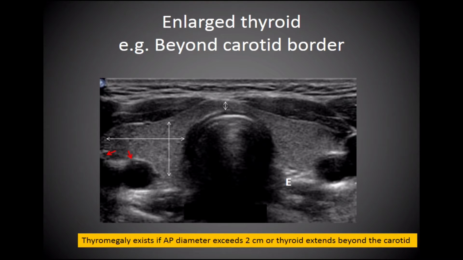The red arrows demonstrate the thyroid beyond the limits of the right carotid. Thyromegaly is present when the parenchyma of the thyroid extends anterior to the carotids, as in this case, see the red arrows. White arrows demonstrate how to measure the thyroid in its AP and transverse diameter. Also noted with an E is the position of the esophagus posterior to the trachea.